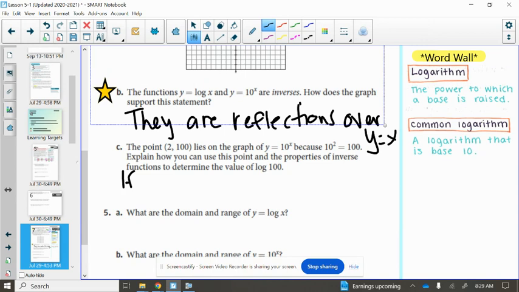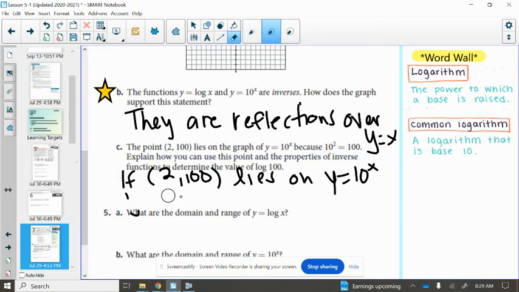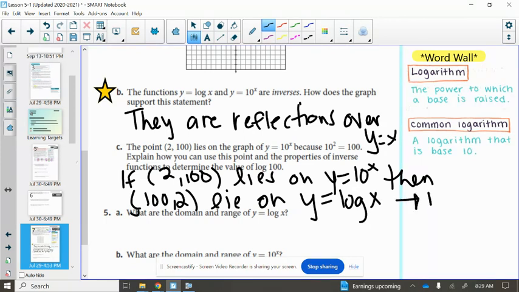So we see if 2, 100 lies on y equals 10 to the x, then that other point, 100, 2, is going to lie on our other graph, y equals log of x. So again, this is what this is showing us, is that log of 100 equals 2.